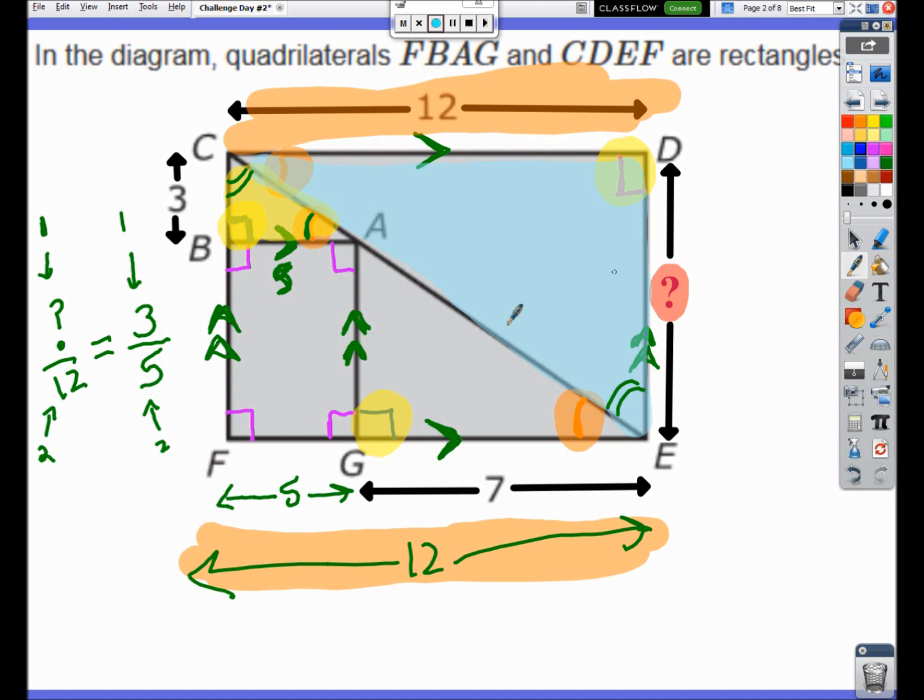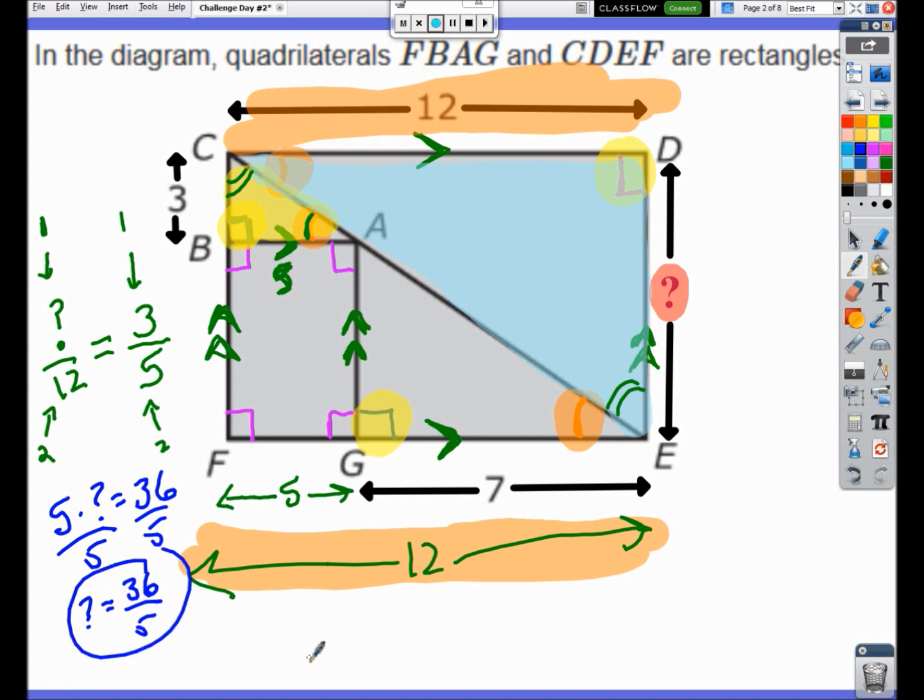So now cross multiply, and we get 5 times question mark equals 36. Divide the 5 over, and the question mark is worth, I would honestly leave it as 36/5, but if you really, really wanted to, what is that? 7 1/5. You could express it that way, or that even comes out to be an exact decimal, 7.2. Any of those are perfectly fine.